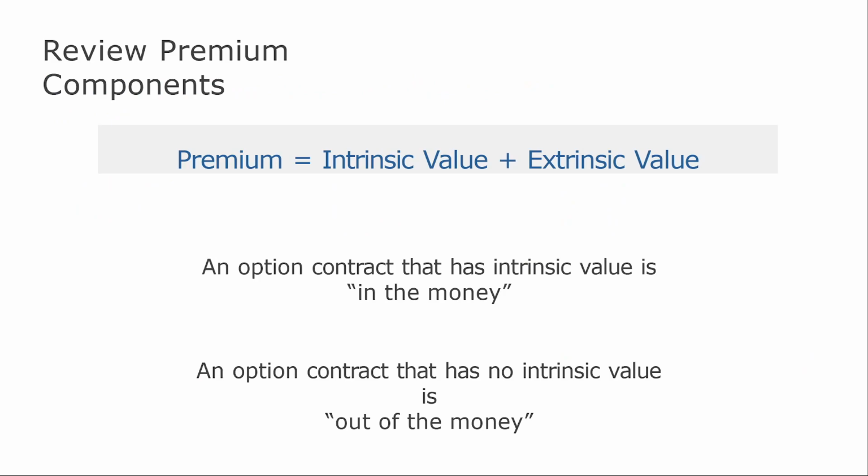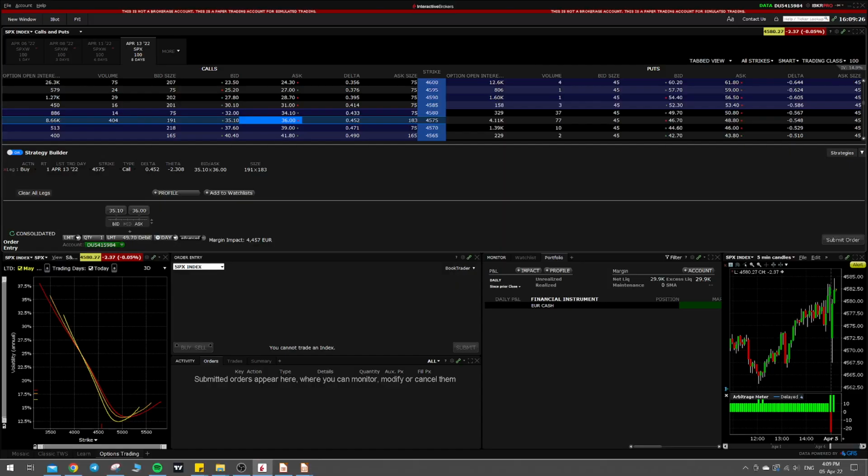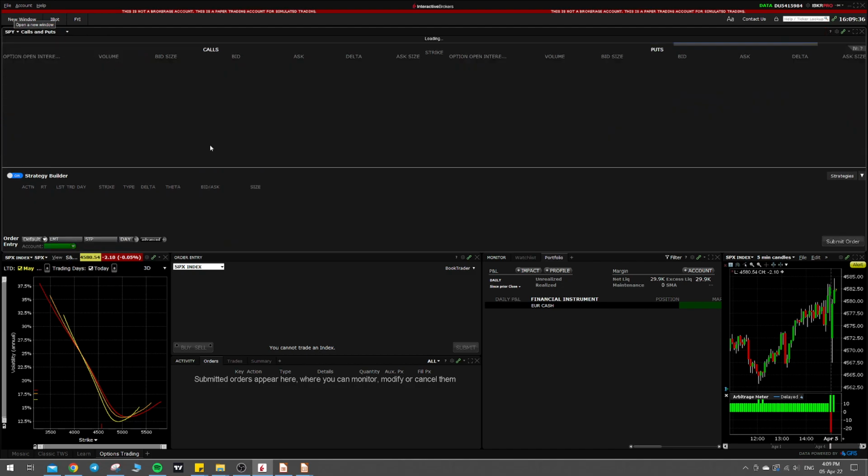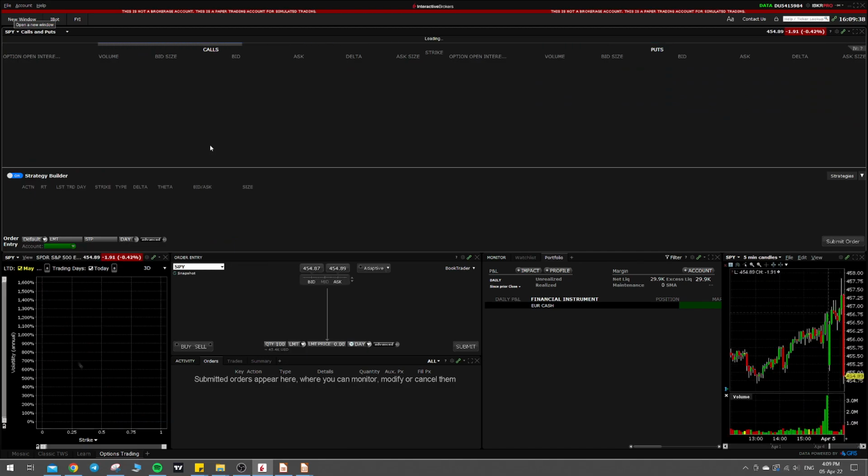As you may remember, previously we had the intrinsic value and extrinsic value. Let's explain this a little bit more with an example. Let's take for example SPY again. What does it mean, intrinsic value and extrinsic value?